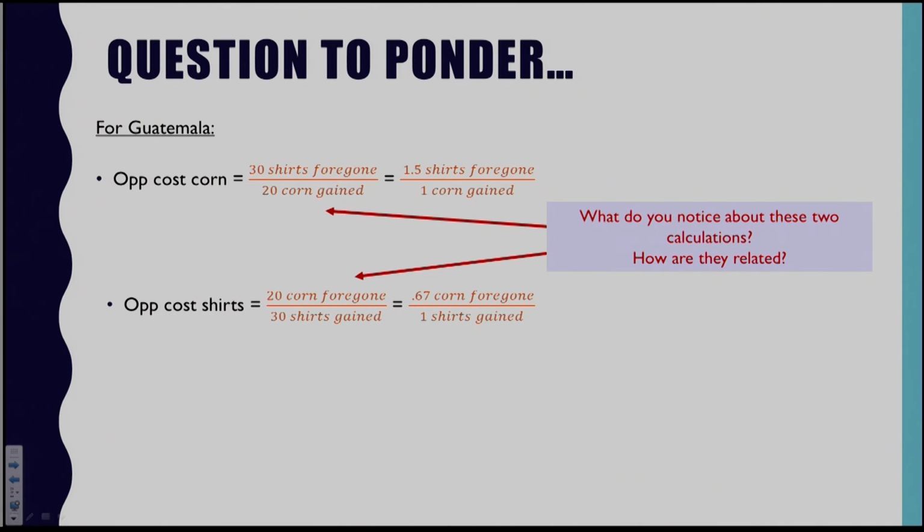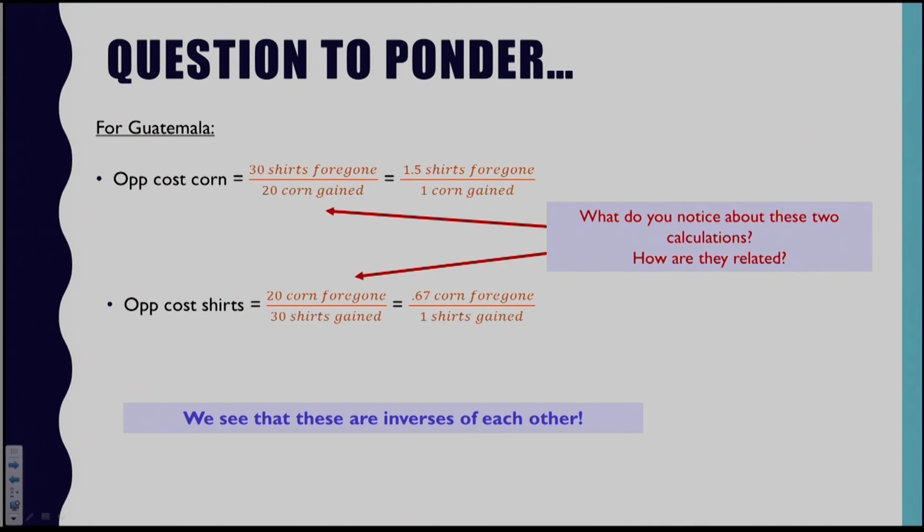So first thing I want to point out to you, back to this slide, I've got Guatemala's opportunity cost for corn and opportunity cost for shirts. And I want you to take a look at these numbers. Look at my calculations. For corn, I've got 30 shirts over 20 corn. But when I drop down and do opportunity cost of shirts, I've got 20 corn over 30 shirts. So what do you notice about these two calculations? How are they related?